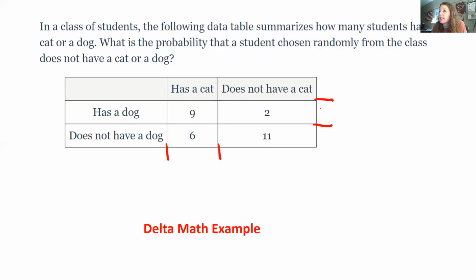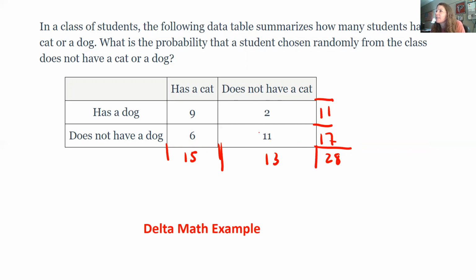So 9, 10, 11, 17, and that would be 28. So here we have 13 and 15, right? These are our totals. And then you're going to answer the questions. What is the probability that a student chosen randomly from the class, so all of these people represent students, does not have a dog or a cat? So does not have a dog, does not have a cat.